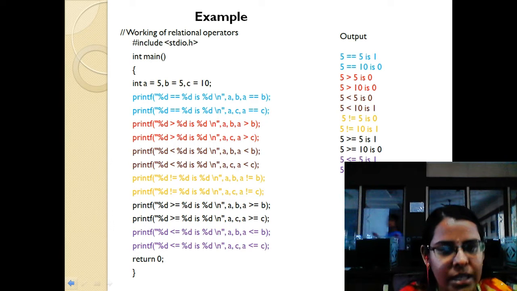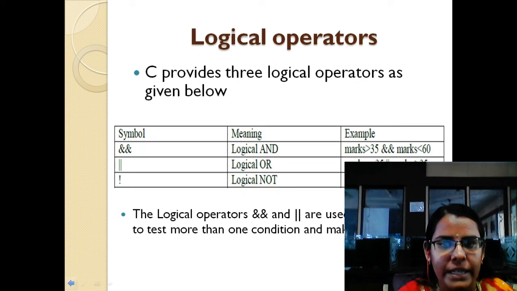Then equal or not equal, we will check. Then greater or lesser, we will check. These are the conditions we check in relational operators.